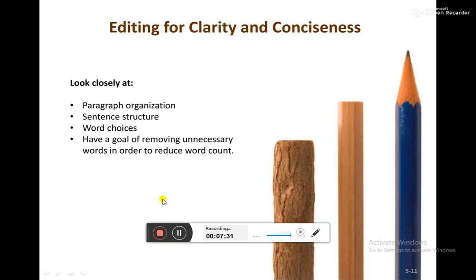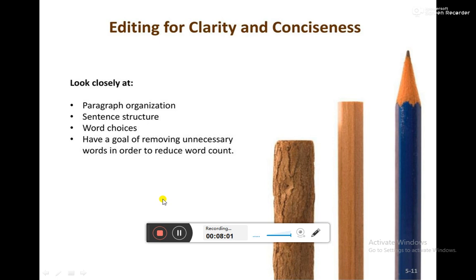In this slide, we are going to deal with editing for clarity and conciseness. After you have reviewed and revised your messages for readability, your next step is to make sure your message is as clear and as concise as possible. So, editing for clarity and conciseness. Editing for clarity first of all, we will discuss.